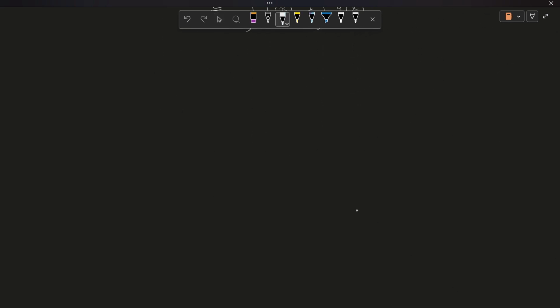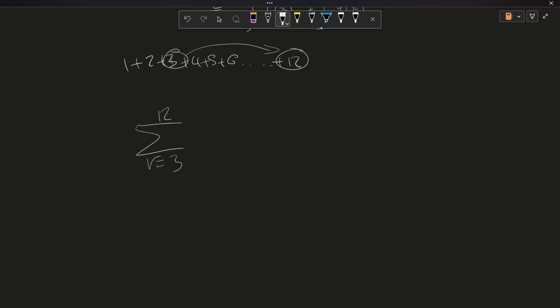Oh, let's say r equals 2. So let's say we have a sequence 1 plus 2 plus 3 plus 4 plus 5 plus 6, blah, blah, blah, plus 12. And we don't want to start at 1. We only want the sum from 3 all the way to 12. So r would start at 3 and then it would end at 12. We can end at whatever we want over here, but we're doing 12.